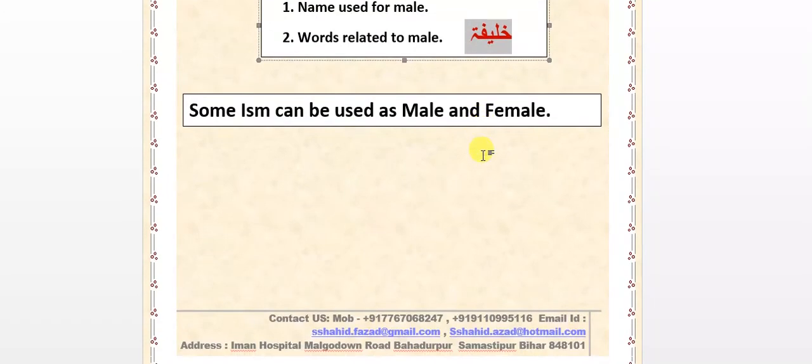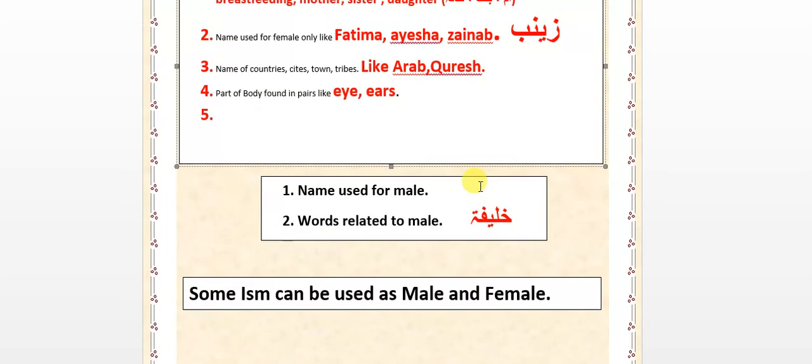So there is a difference between muzakkar ism and muannas ism. What is muzakkar ism? A muzakkar ism doesn't have any reason for being muannas, and the second reason for being muzakkar is that the word or ism is specialized or generated for males only. And what are the reasons for any ism being muannas? There are a lot of reasons for any ism being muannas.